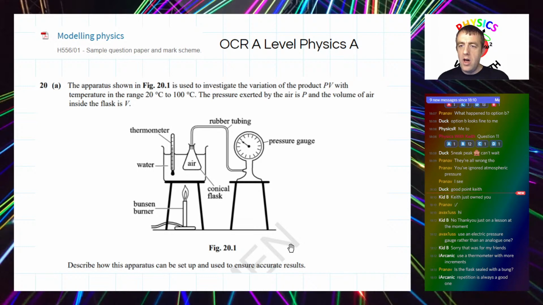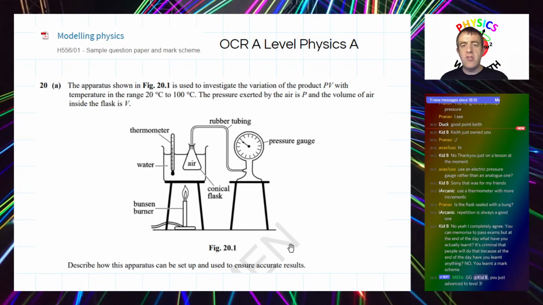So someone is saying that we can repeat any measurements we take. Yeah, I mean, that might be how we use things to try to improve accuracy. Taking repeats will reduce the uncertainty in our measurements. Yeah, well, exactly. No. You just learned a mark scheme and you don't know any physics. I agree with you, kid. Absolutely. So what can we do to make sure that we get more accurate results? Can anyone think of anything?